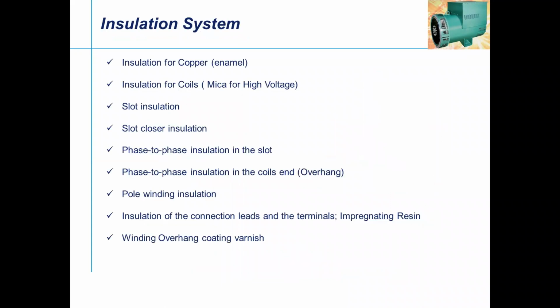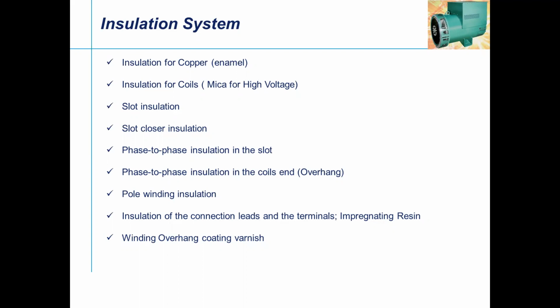Coming to the insulation system, the insulation for copper, which is very important: there is a dual coated insulation on the bare conductor of the copper, which is electrical grade, and insulation for the coils, mica for the high voltage machines. Slot insulation, which we'll discuss when the core has been built: there is a slot on the stamping, so slot insulation is given so that no short circuit happens to the body.